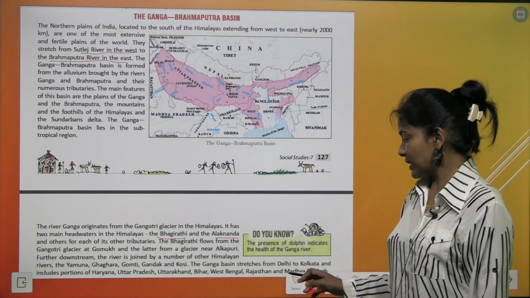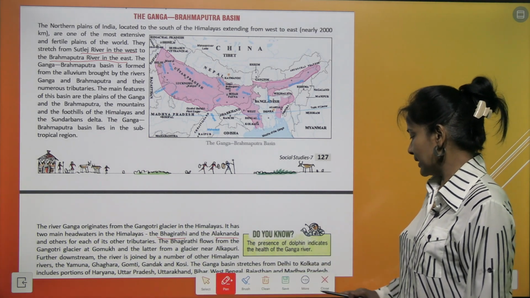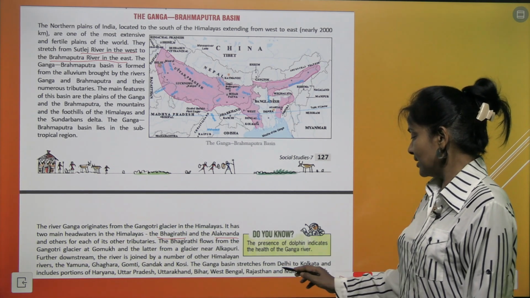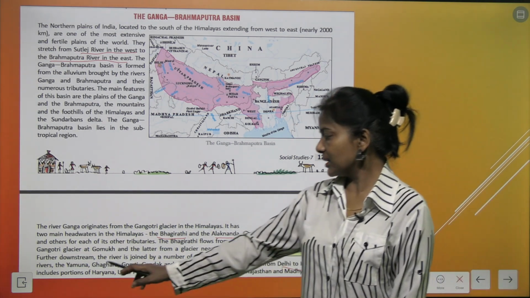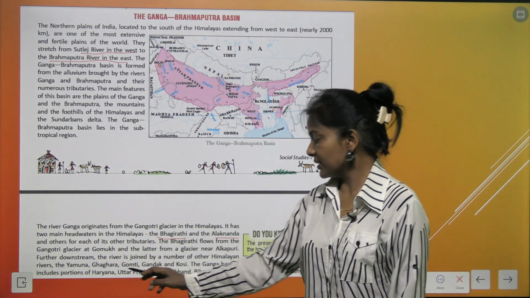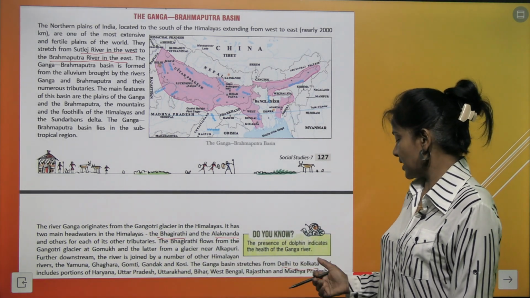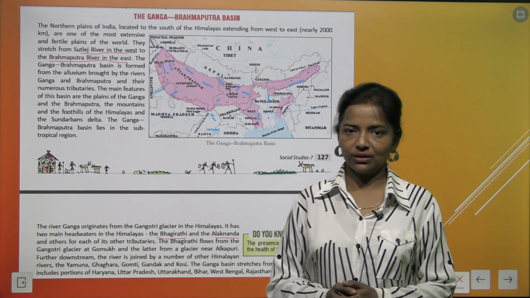The Ganga basin stretches from Delhi to Kolkata. अब गंगा बेसिन कहाँ से कहाँ स्ट्रेच होती है? दिल्ली से लेकर कोलकाता, and includes portions of Haryana, Uttar Pradesh, Uttarakhand, Bihar, West Bengal, Rajasthan, and Madhya Pradesh. Fine, children?